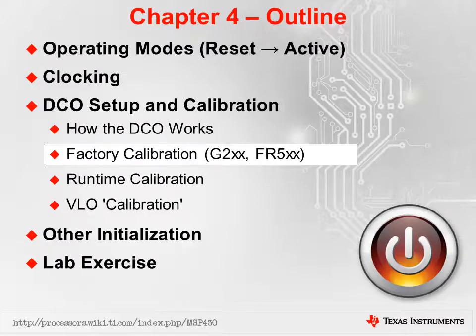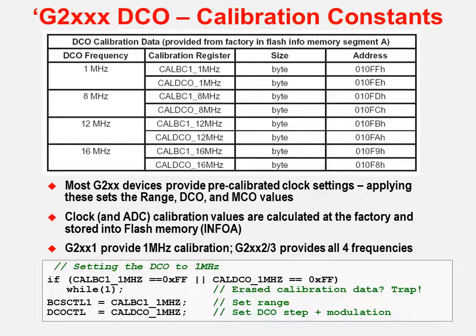They're both calibrated at the factory. As we stated earlier in the chapter, for the G2553, the factory provides DCO calibration constants. That means for the frequency shown here, which we clipped from the datasheet, TI has already figured out the values for range, DCO, and mod. All you need to do is copy these values from the info memory into the clock control registers. To make it easy, they've created register symbols for these addresses.